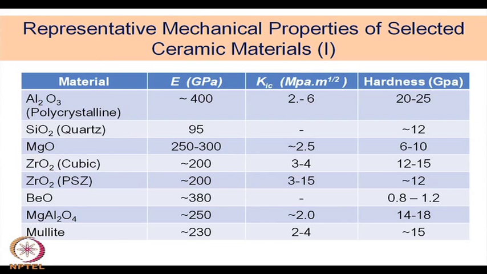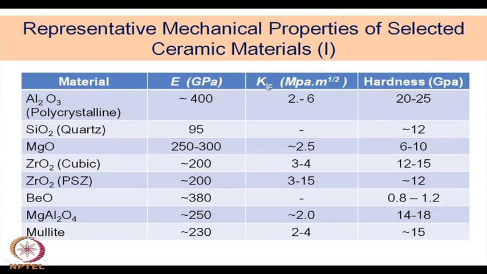Well, with these different backgrounds, we can look at some of the common ceramic materials having different properties, and what is the range of properties. This gives you some range of different properties of ceramic materials, so far as the mechanical properties are concerned. Al2O3, that is the polycrystalline Al2O3, this is the value of Young's modulus in GPa, about 400.